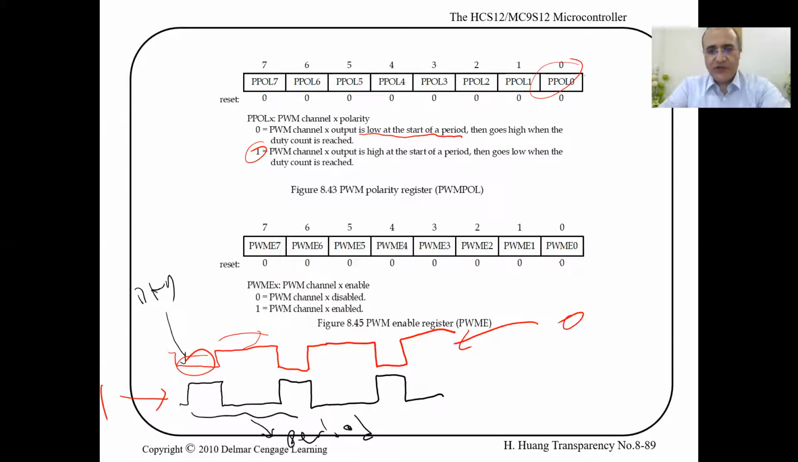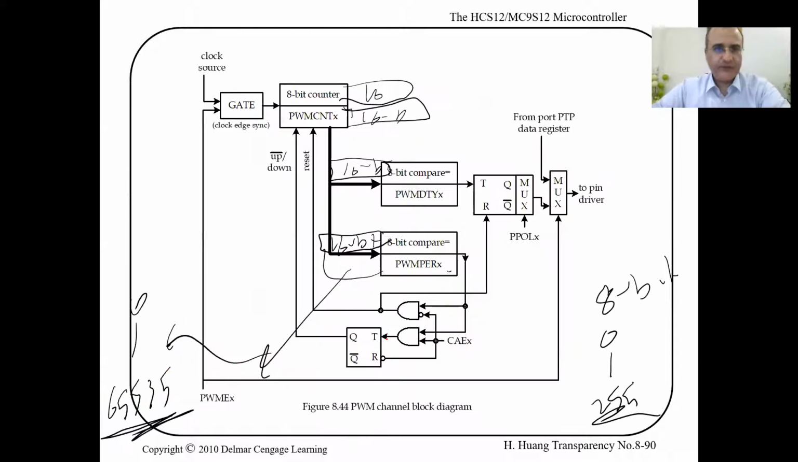To enable a PWM channel, you write a 0 or 1 in an enable bit in this register, the PWM enable register. This is how it works.